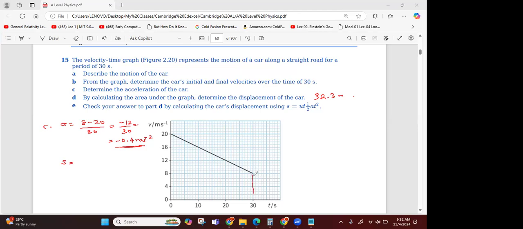So it's a trapezium, right? The area under the graph is half into the sum of the opposite sides. Is it only up to 30? So isn't it a triangle? This is the area under the graph, right? So it's a trapezium.